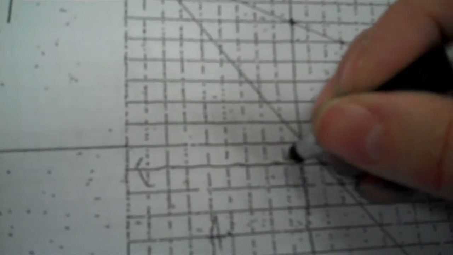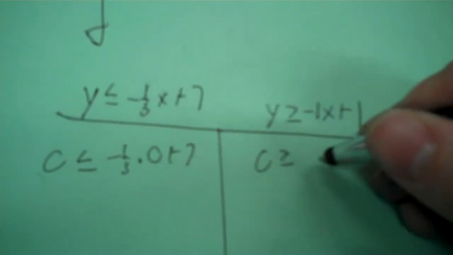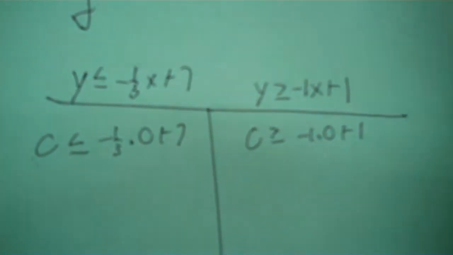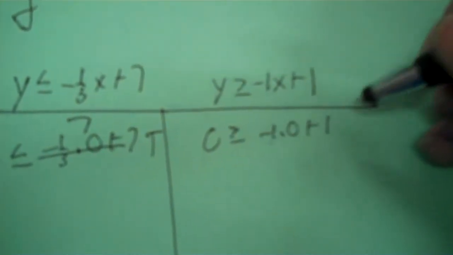So let's go with A. Here's A down here. So somewhere in A, I'll go 0, 0. So I'll put 0, 0, x, y. So 0 replaces the y, and 0 replaces the x. Negative 1/3 times 0 plus 7. Well, that's 7. That's true. 0 plus 1, that's 1. That's not. It should open up towards 1. That's false. So A ain't it, okay?